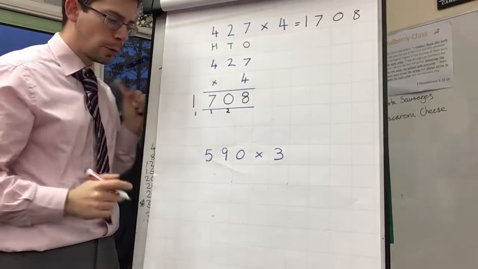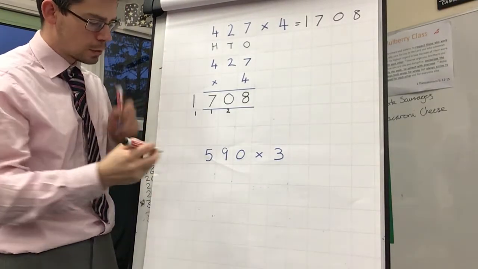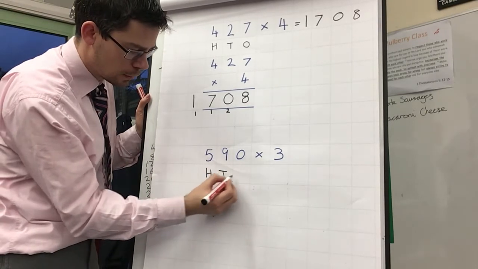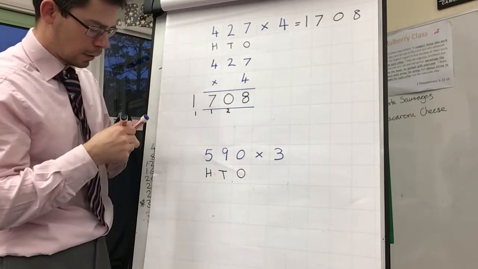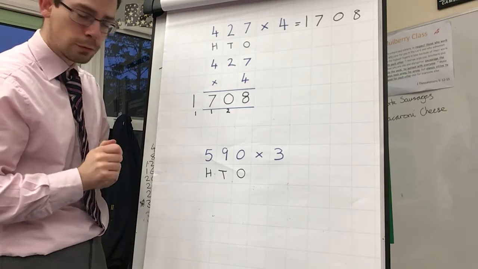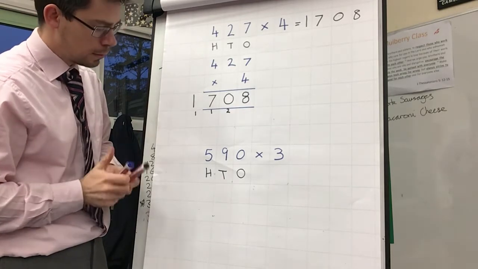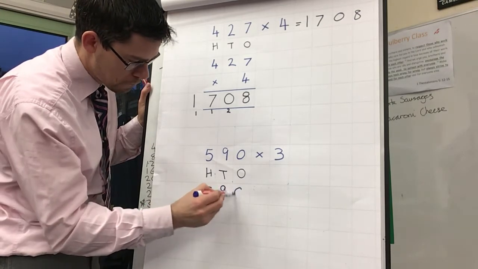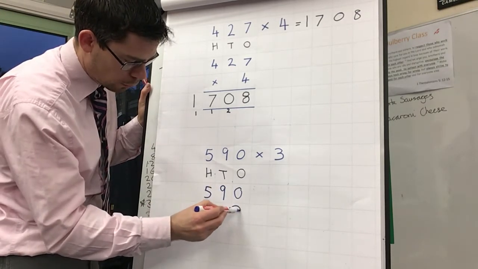Second example, again I'll go through it quickly. I'll break these both down in more detail in just a moment. First thing I'm going to do is hundreds, tens, ones. Write out the number in its columns for the short multiplication. I've got 590 this time, and I'm timesing by 3.